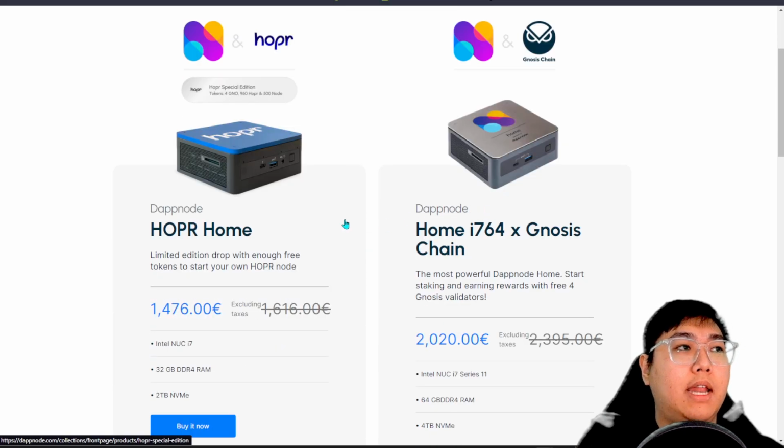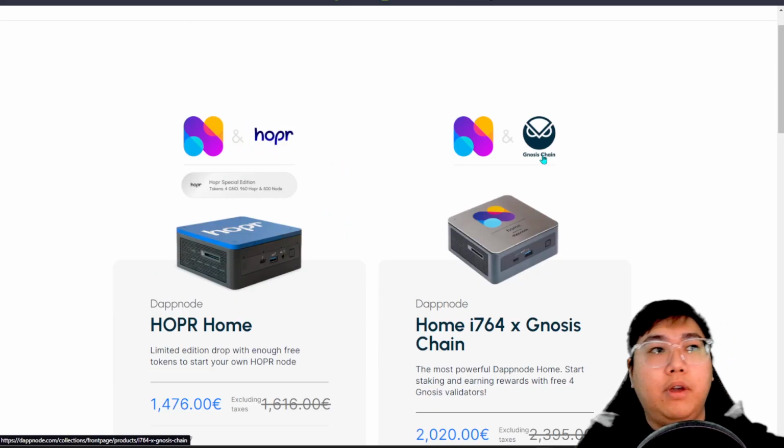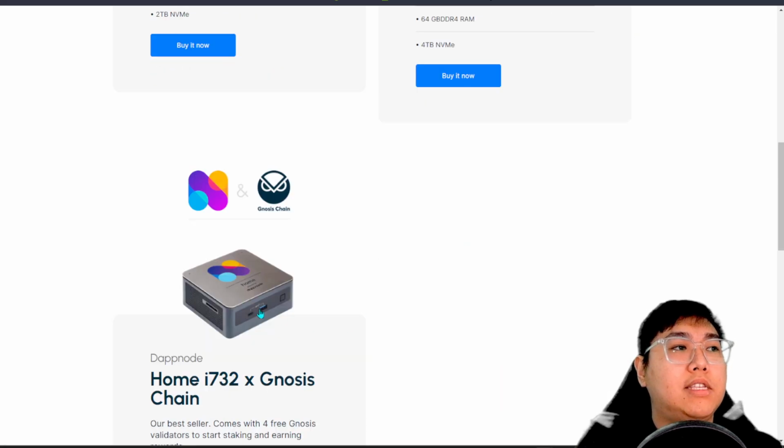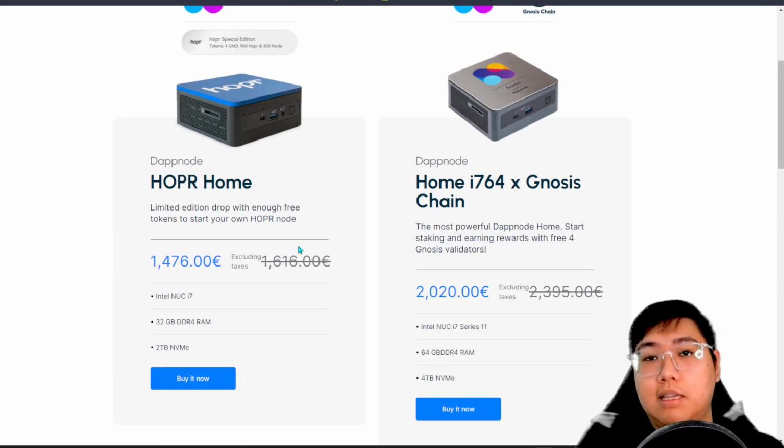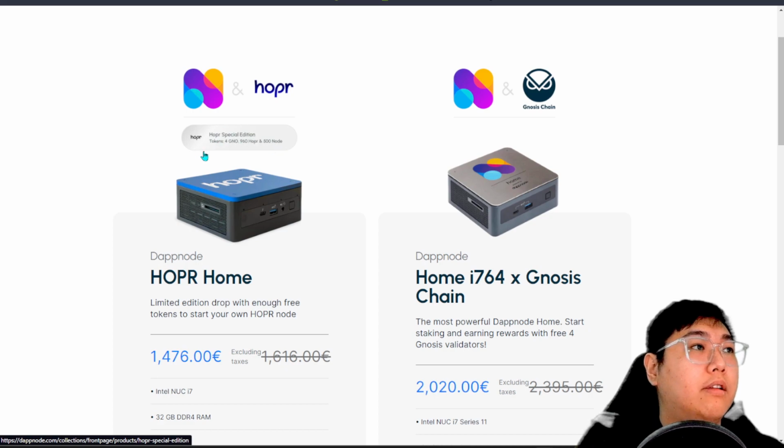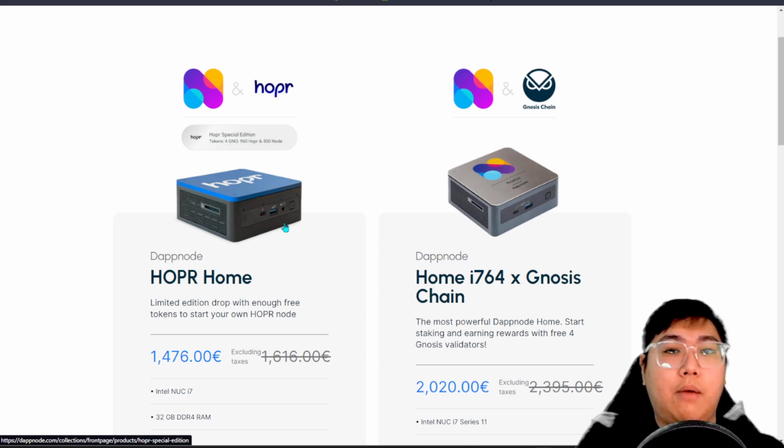Over here, you can see that they are offering this DAppNode Hopper and DAppNode Gnosis chain. If you buy any of these devices itself, you're going to get some freebies. If you get the Hopper itself, you're going to get 4 Gnosis token, and after that 965 Hopper and 500 nodes itself for free, this type of token that they're offering.